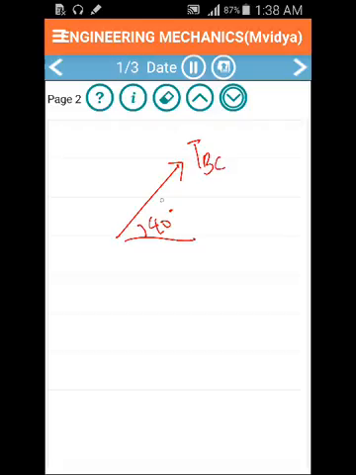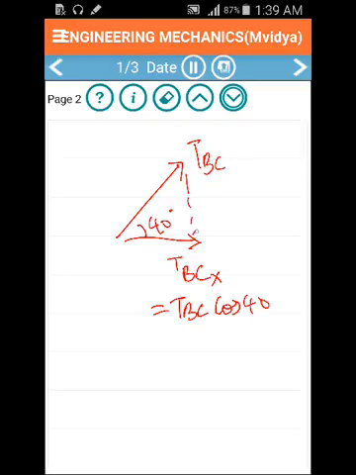Similarly, even for BC, this is my tension in BC. So this angle has got two sides. One is taken up by TBC, so the other side will be your cos component. Since this is horizontal, this is the X component, which is TBC cos 40. And the opposite side is the Y component. Since it's a parallelogram, the parallel side is my Y component, TBC sin 40.